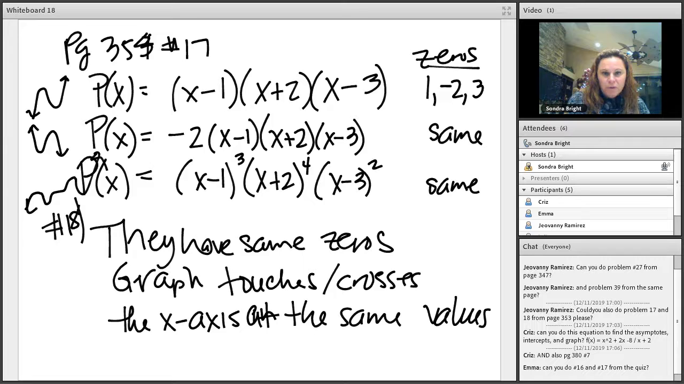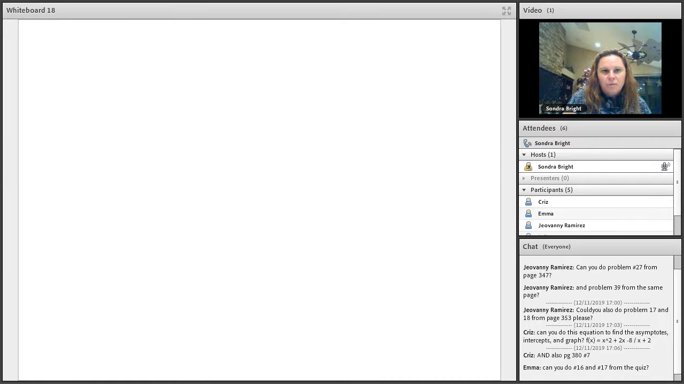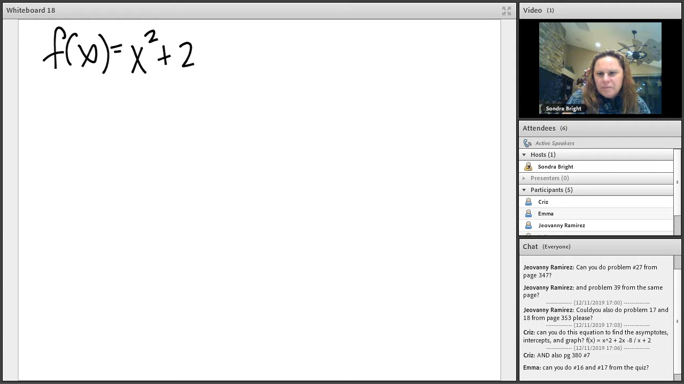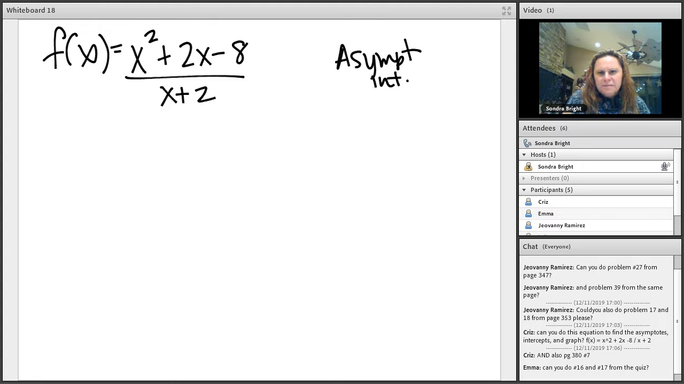Maybe. Hopefully it works. You don't want to tell me where you got this problem. f of x equals x squared plus 2x minus 8 over x plus 2. And then you want me to find the asymptotes, the intercepts, and graph it.